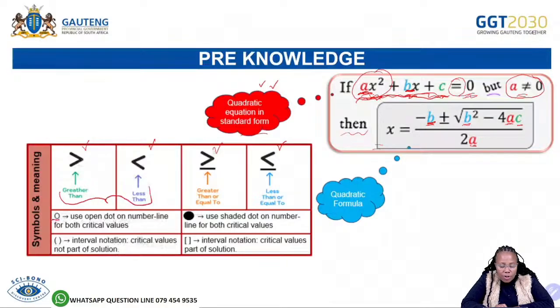And then if you have an inequality sign that is stating greater than or equal to, or less than or equal to, now you use a shaded dot or a closed dot like the one that we have there. Your dot must be shaded and the notation must be a square bracket, meaning that you use a shaded dot on the number line for both critical values, and the square bracket interval notation indicates that the critical values are part of your solution. I hope the notations are clear to us now.